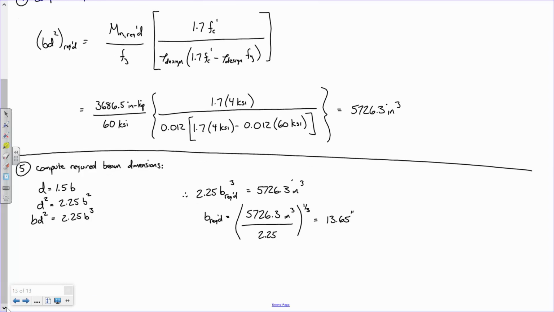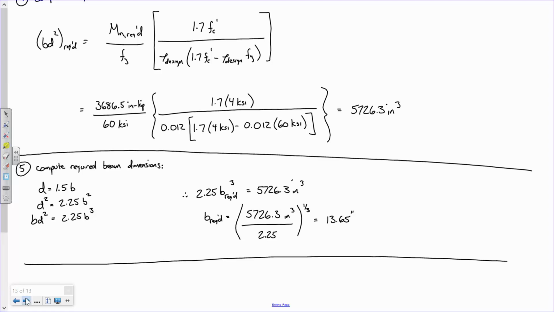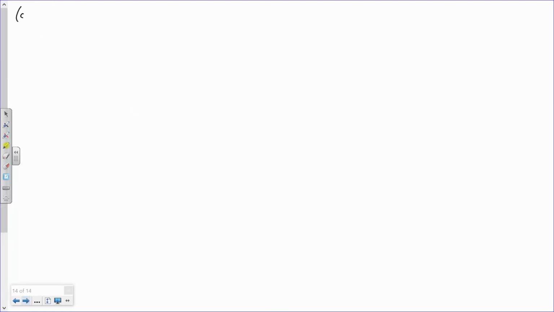Okay. Everybody good so far? Any questions? Okay. All right. Can I go ahead and move on to the next panel? Is everybody good? Okay. All right. So, continued. So step 6 is basically to proportion the beam.